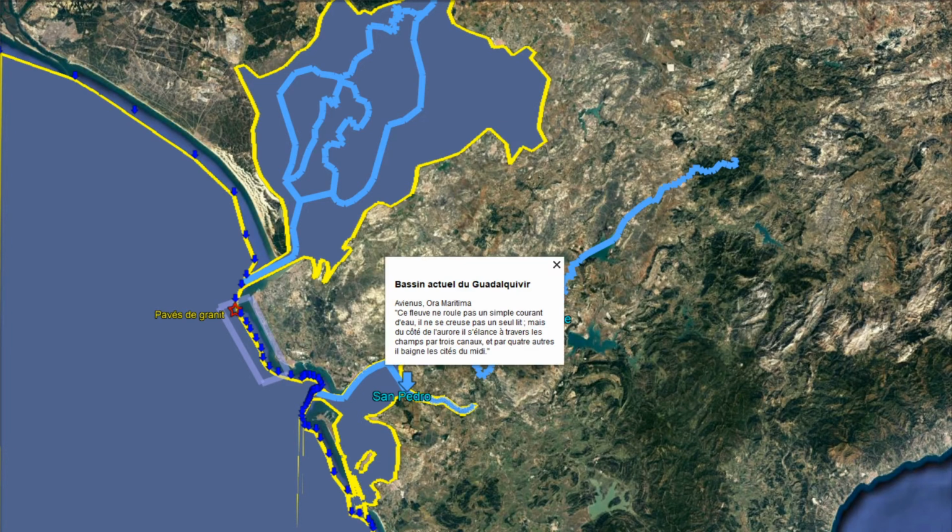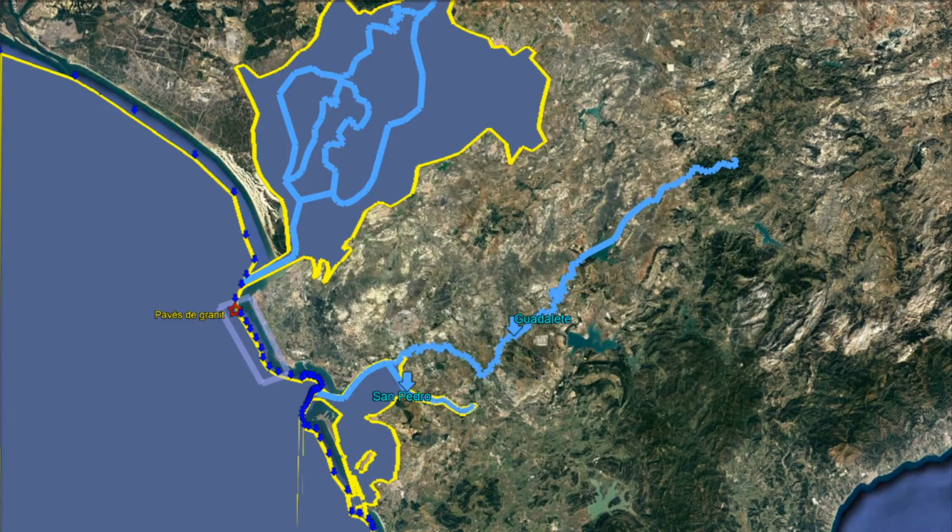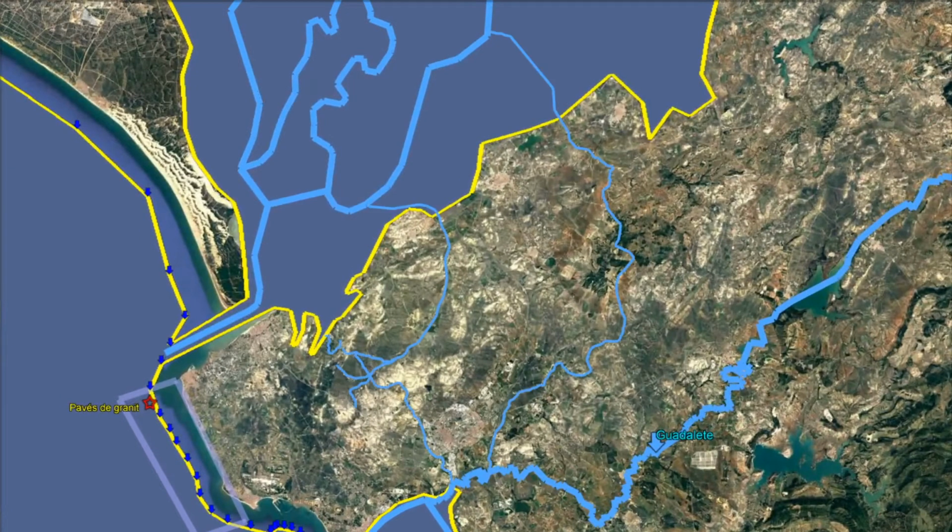Festus Avienus writes, "This river does not run a simple stream of water, it does not dig a single bed. But on the side of the Don it rushes across the fields by 3 channels, and by 4 others it bathes the cities of the south." Avienus tells us that the Guadalquivir had a total of 7 arms in antiquity. There are 5 today. If we add the previously reconstituted arm, that makes 6. One is missing.